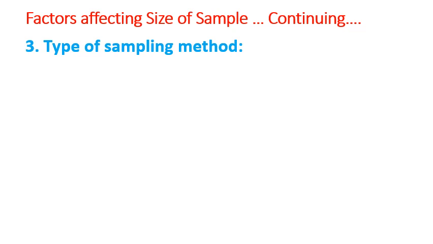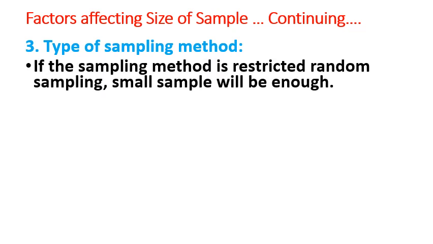Next factor, type of sampling method. If the sampling method is restricted random sampling, a small sample will be enough. In restricted random sampling, the total population is divided into different groups and a sufficient number of samples are selected from each group to ensure representation of all. So in this case, a small sample will be enough.